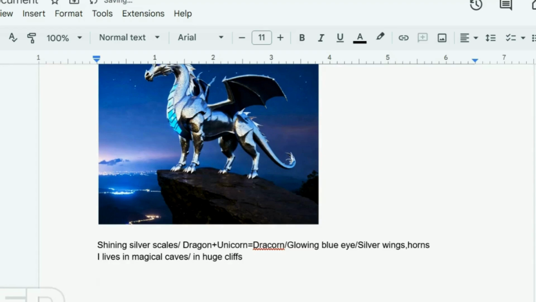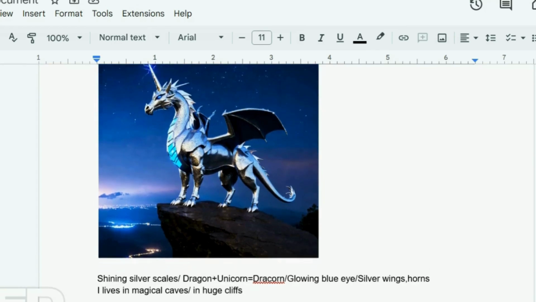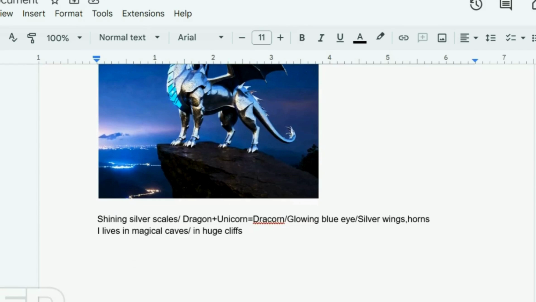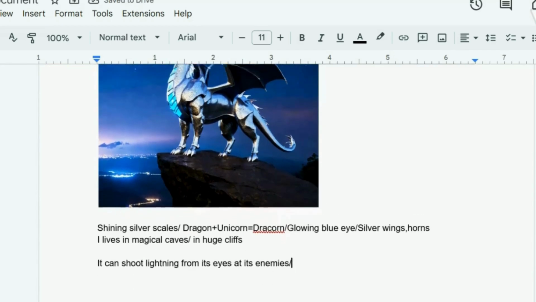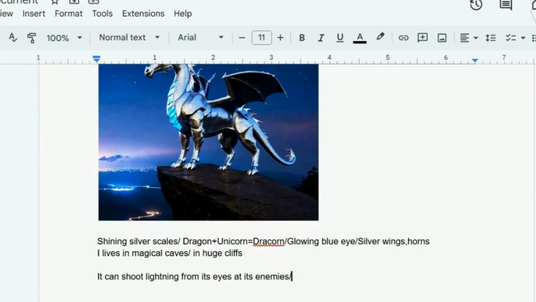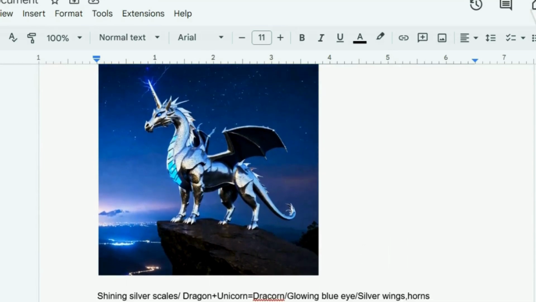Okay, now we should go to the most important part, the superpowers. So, I got a really amazing superpower for this creature. So, let me write it down. It can shoot lightning from its eyes at its enemies. That makes it an amazing and strong creature. So, a brilliant start for the map.